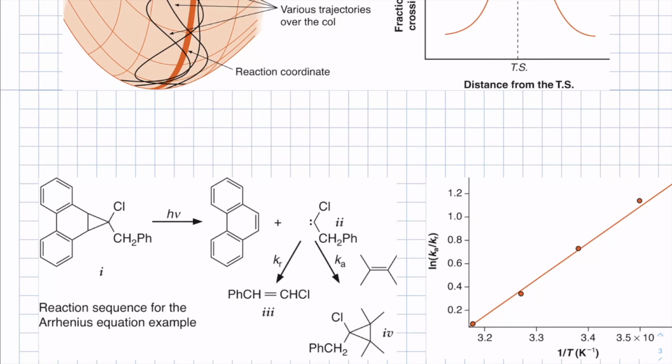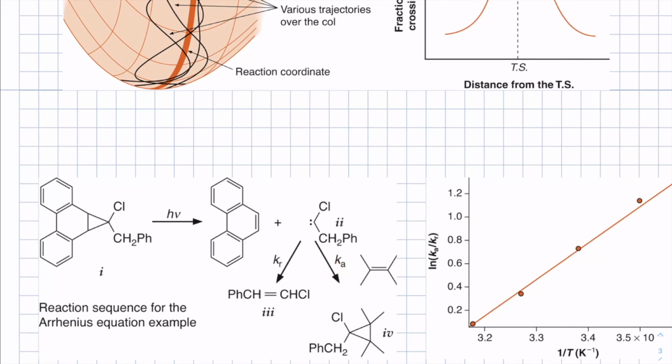And then that carbene can do two different things. It could recombine at some rate, K sub R, to give you an alkene, or it could insert itself or add to a different olefin that you provide. So A is for addition, Ka.